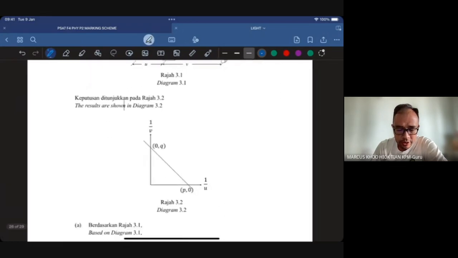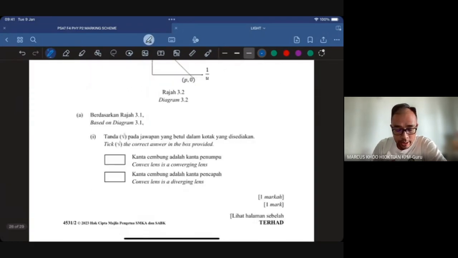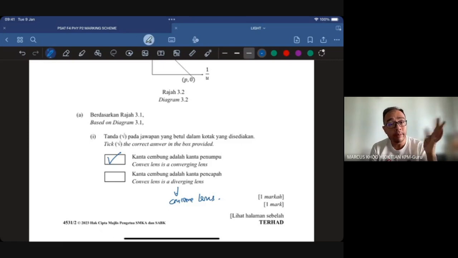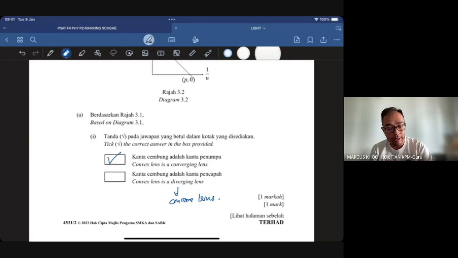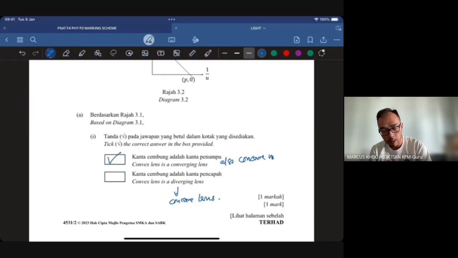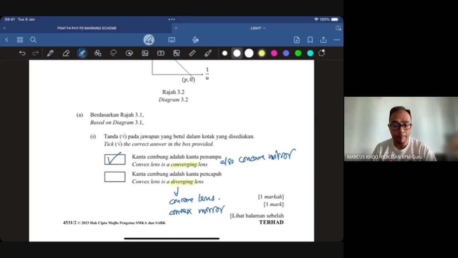Okay, the results are shown like this. Wow, this is a good question. Convex lens is a converging lens. Diverging is concave lens. And remember that mirror and lens are opposite. Converging is convex lens, as concave mirror. Diverging is convex mirror. The words converging, diverging, menumpu, mencapah.